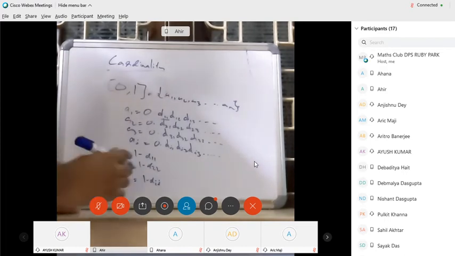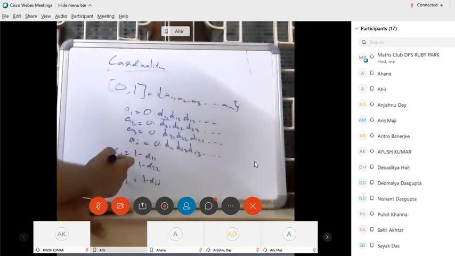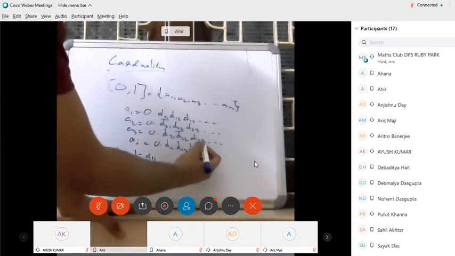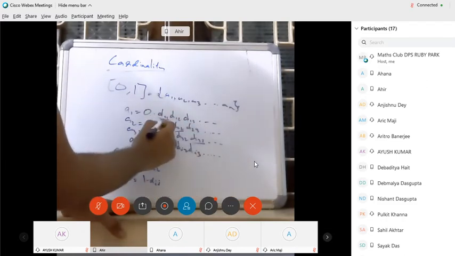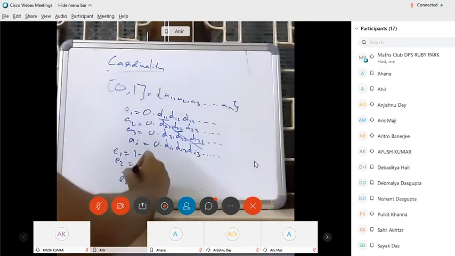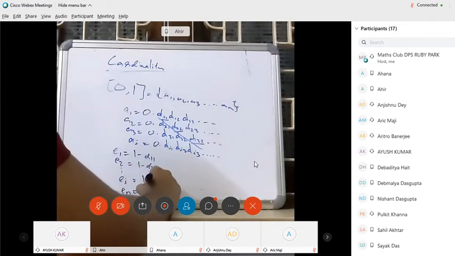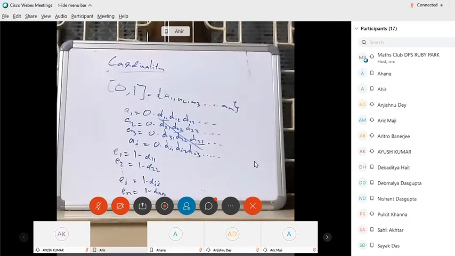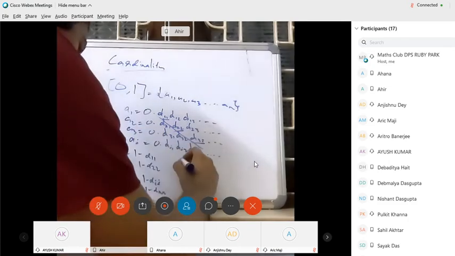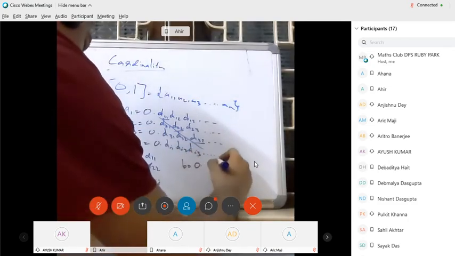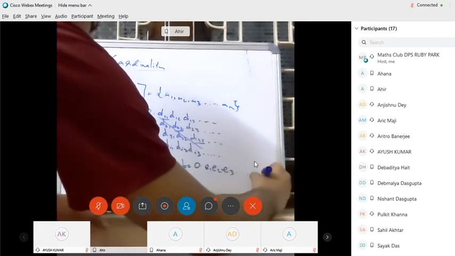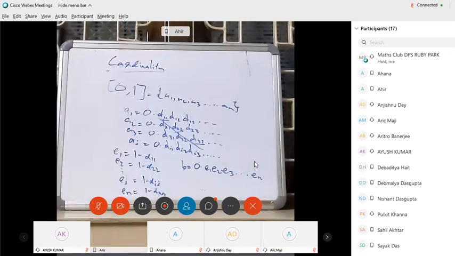We take E1 from D11 and we follow a diagonal path. So we take E2 as 1 minus D22. We take E3 as 1 minus D33. And so we follow a diagonal path up to En is equal to 1 minus DNN. Now we construct a new number B, which is equal to 0.E1, E2, E3 and up to En. So is B equal to any number in this set?